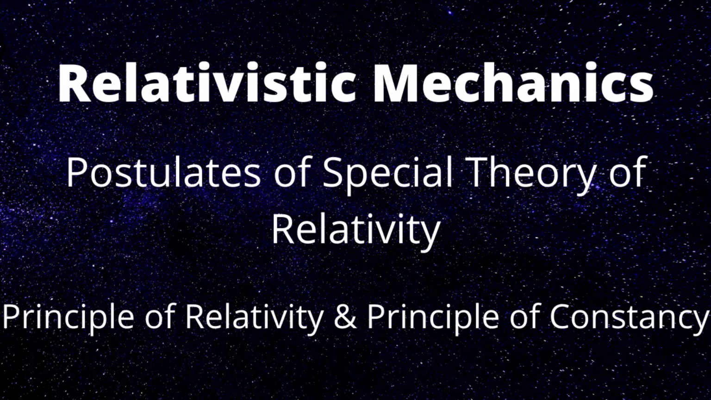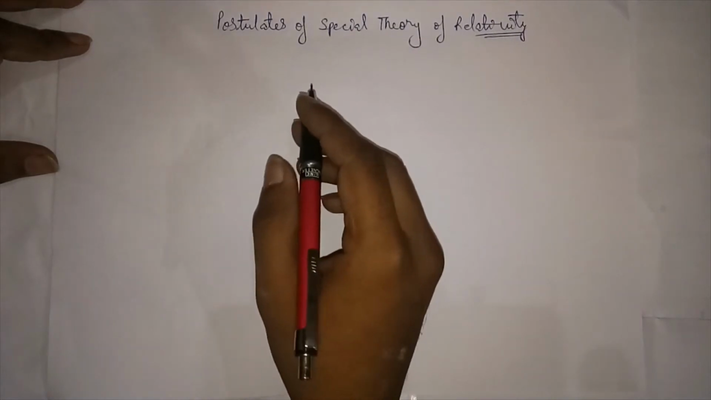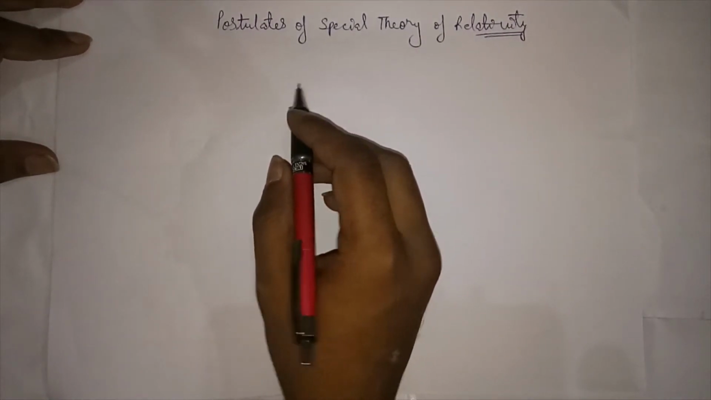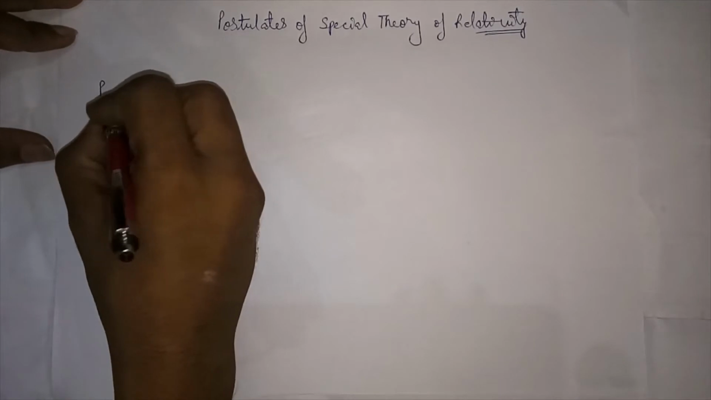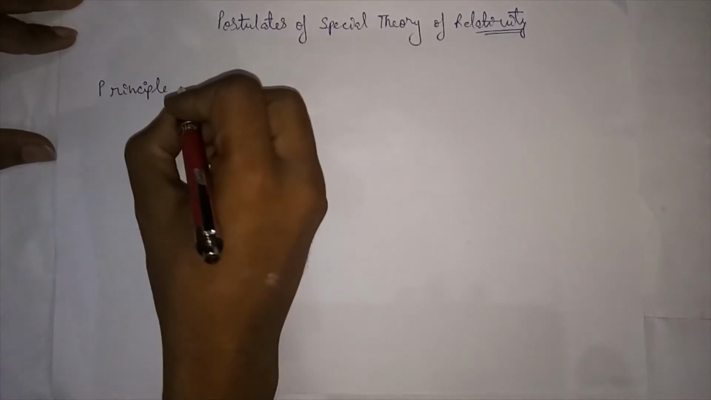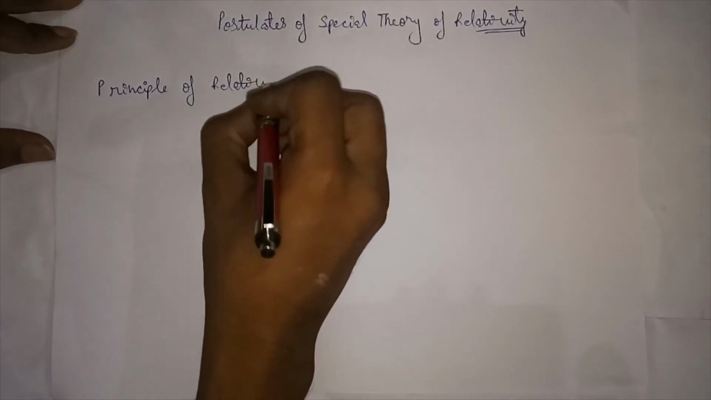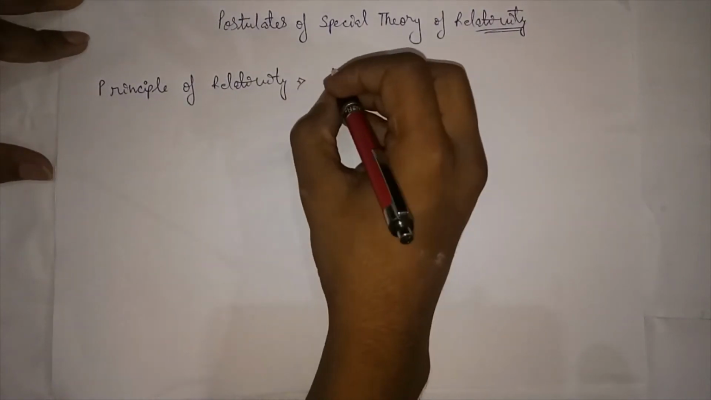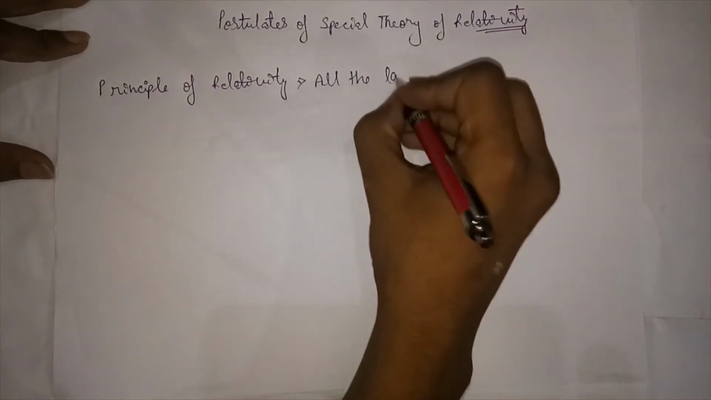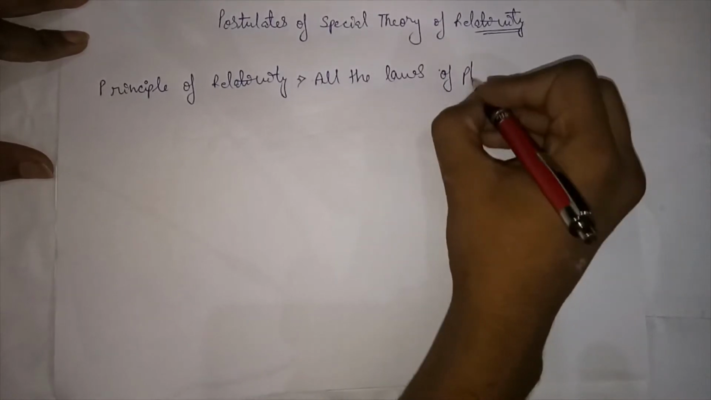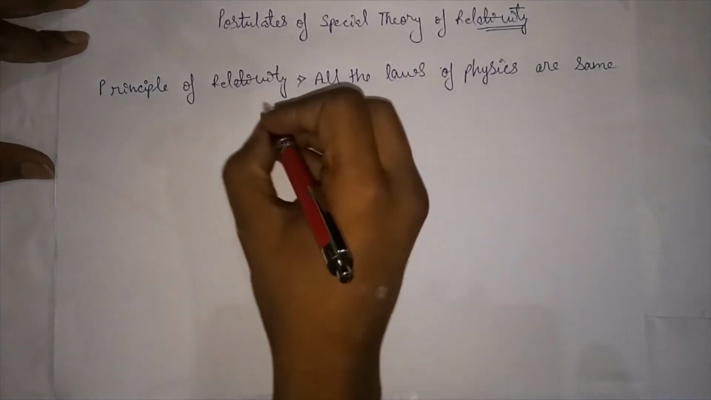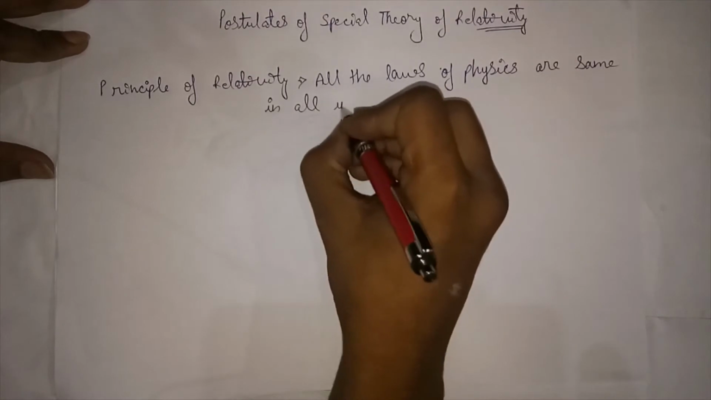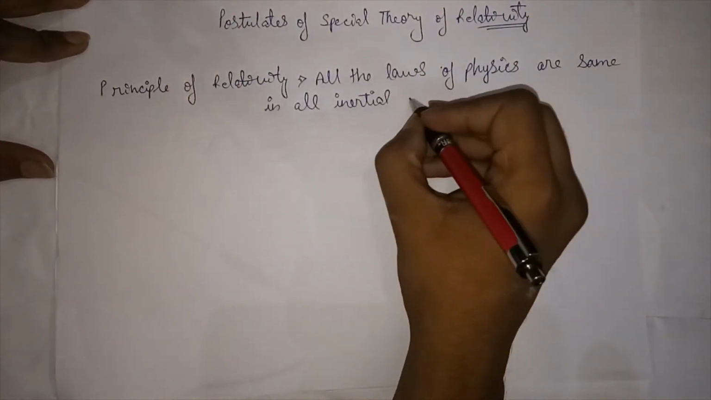Today in this video we are going to learn postulates of special theory of relativity. So gentlemen, we have two postulates in a special theory of relativity. Number one, principle of relativity, which states that all the laws of physics are same in all inertial frame of references.